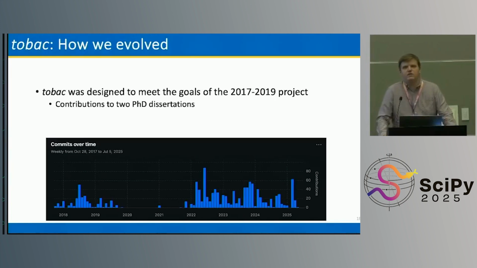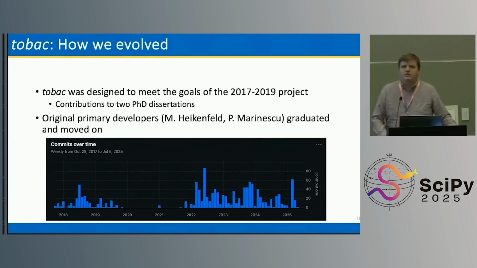So I want to now shift gears a little bit and talk about how we got here. Tobac was originally designed, as I mentioned, to meet the goals of a 2017 charge: track clouds in different weather models and compare them. It had significant contributions to 2 people's PhD dissertations. Well, what happened is that those 2 original developers moved on. Max works for the German train company now, and Peter is a research scientist at Colorado State University now working on problems that use tobac, but he's not so much working on developing it.